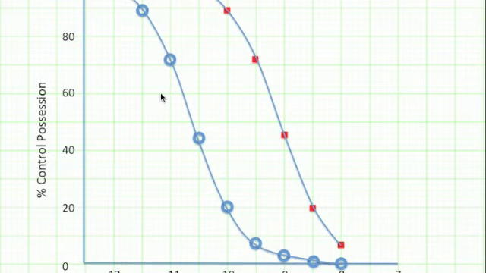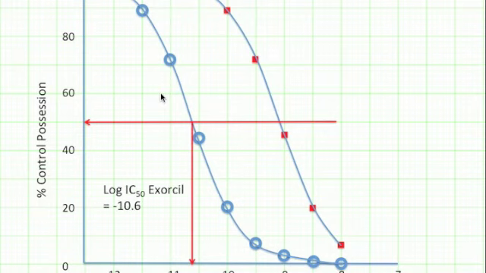Now the parameter which is often used to characterize the potency of an inhibitor or an antagonist, especially when we don't know what mechanism the antagonist is working by, is a parameter called IC50. IC50 is a little bit like EC50. It's the concentration of our inhibitor which gives us 50% of our starting value, so 50% of control possession. So we can draw a line across at 50% control possession and then drop down onto the x-axis.